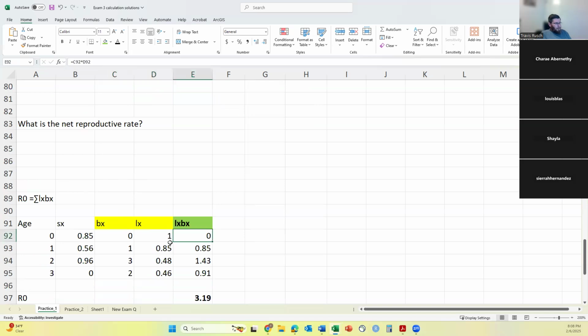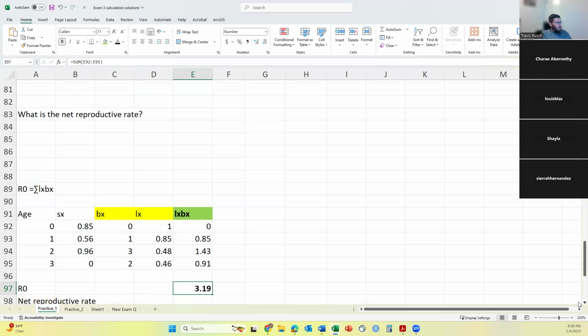0 times 1 is 0. 1 times 0.85 is 0.85. 3 times 0.48 is 1.3. 2 times 0.46 is 0.39. And then we know it's the summation of this. So the net reproductive rate is 3.9. Right? Okay, so that's part B. We solved for rho. Now part C.